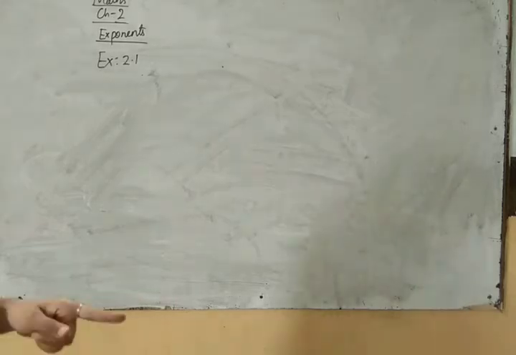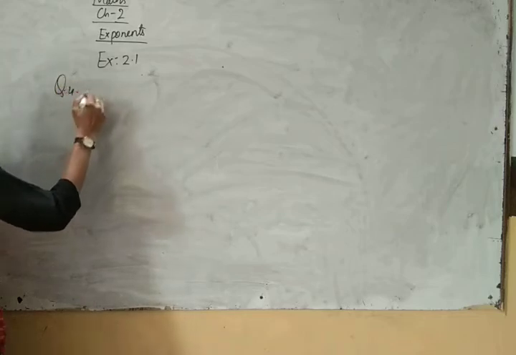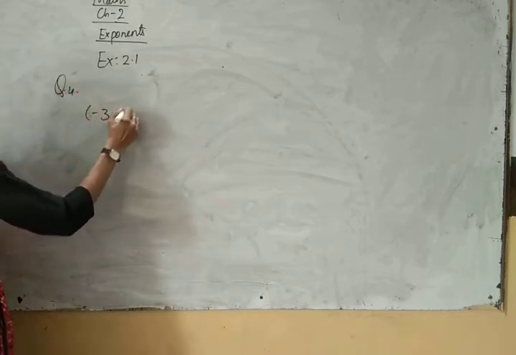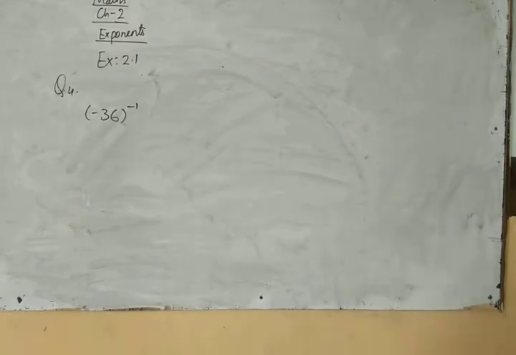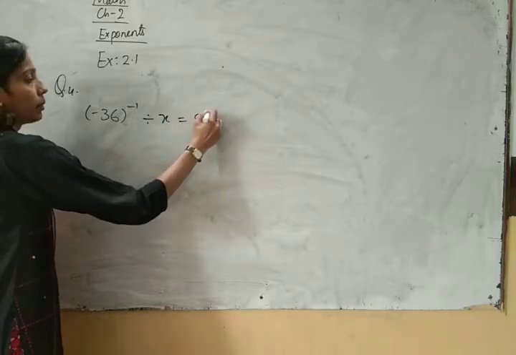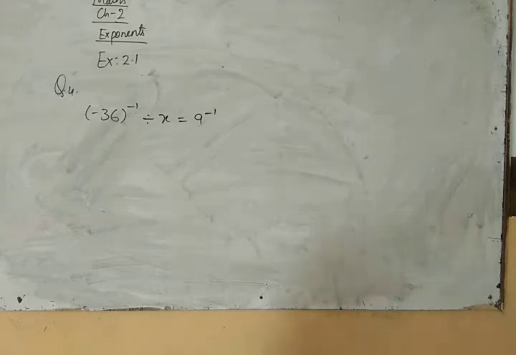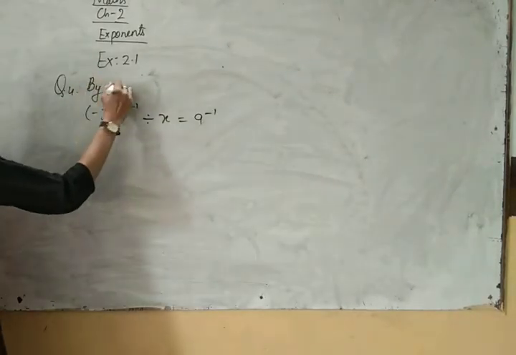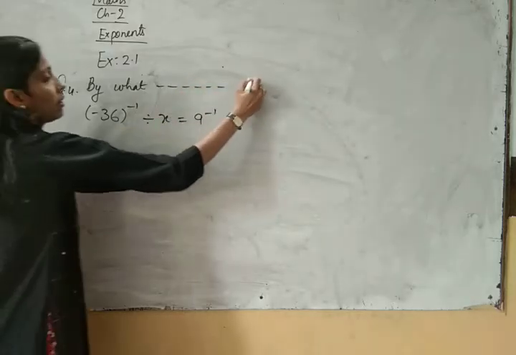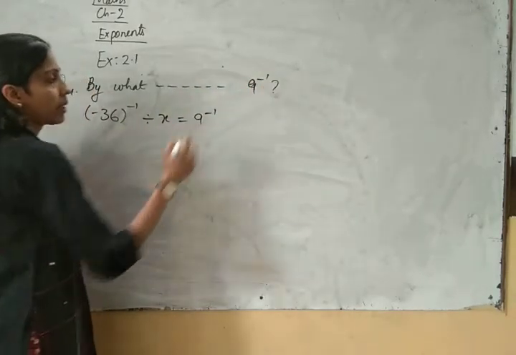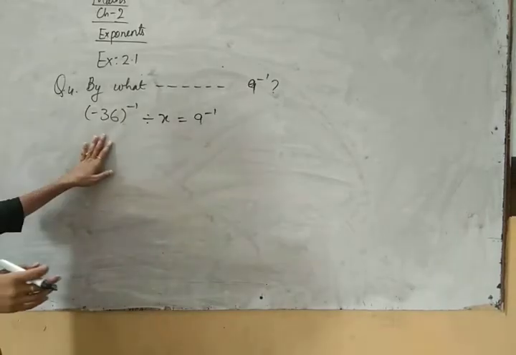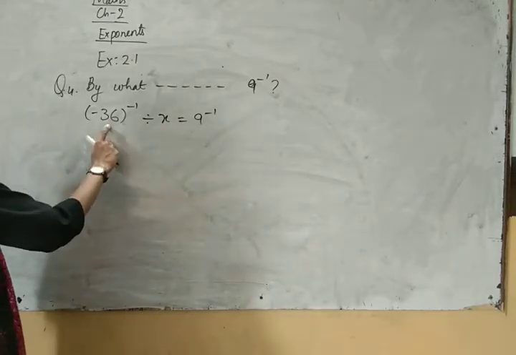Now in question number 4, you have to tell by what number should minus 36 to the power minus 1 be divided so that the quotient will be 9 to the power minus 1. Quotient will be 9 to the power minus 1. By what number? So that it will become 9 to the power minus 1. We have to find by what number minus 36 to the power minus 1 should be divided.